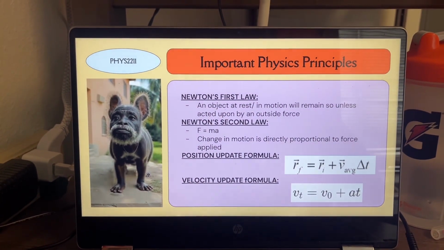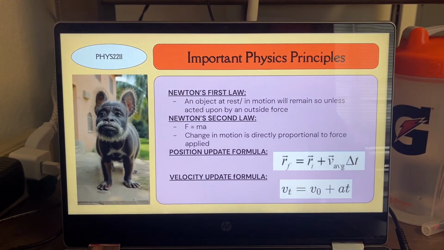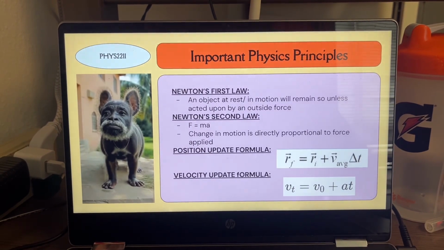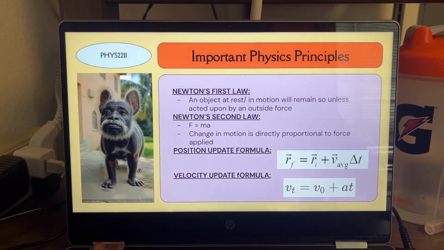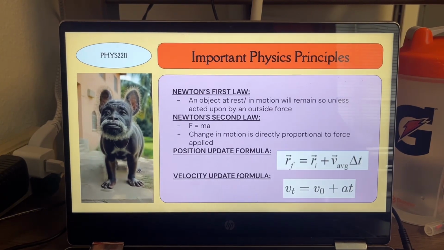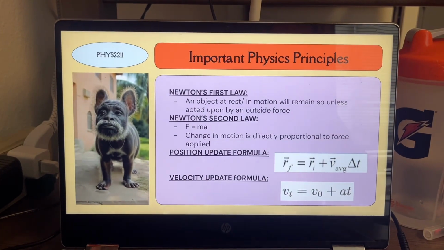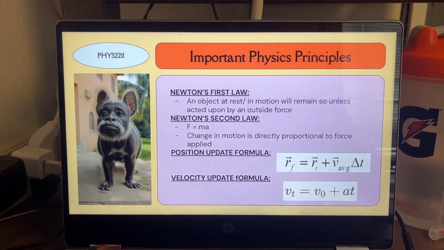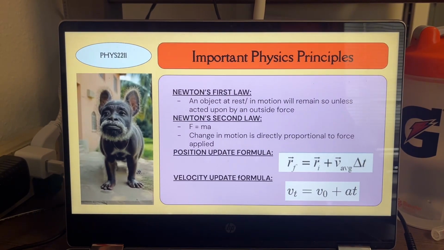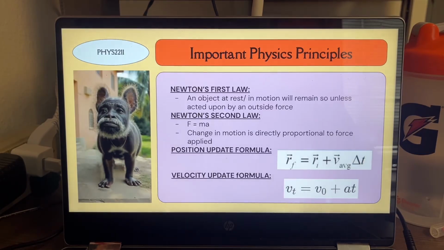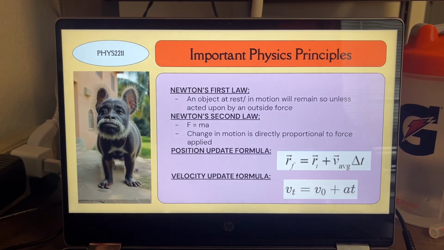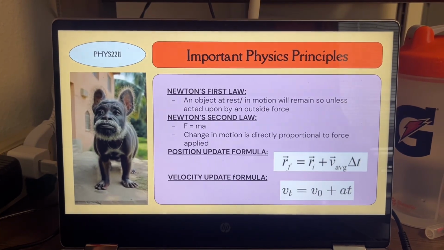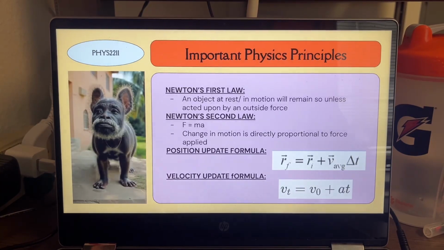The important physics principles that took place, as I mentioned before, are Newton's first law and Newton's second law. An object in motion will stay in motion unless acted upon by an outside force. This remains true when the system or object is at rest: unless it is acted upon by a non-zero net force, it should have constant velocity. So if velocity is 0, it should stay 0. With the second law, this shows the equation that an applied force results in acceleration and changes the velocity. We use the position update formula and the velocity update formula to show this, and this will be present in our code later.